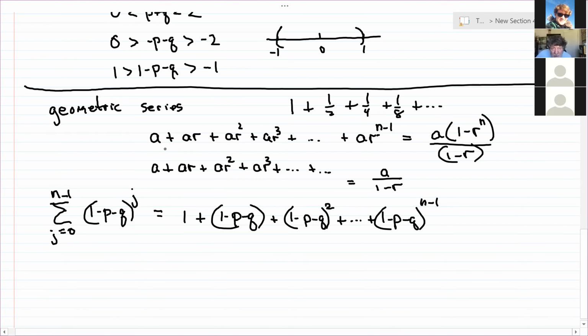And that pretty much matches this. There's a lead term. The lead term here is 1. The r would be what? 1 minus p minus q. That's what we're multiplying each term by to get to the next one. How many terms are there here? Well, there are n of them. And this sum formula kicks in. What does the formula say? A is 1, so write 1 there. In the parentheses, you have 1 minus r. But r here is the 1 minus p minus q.